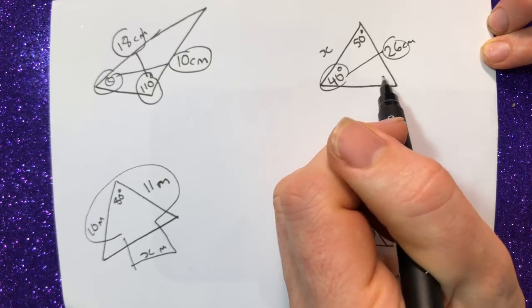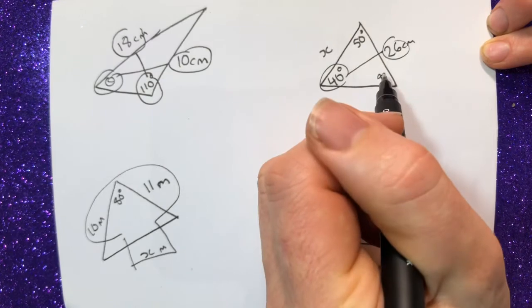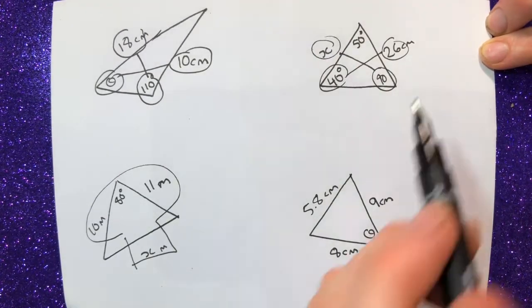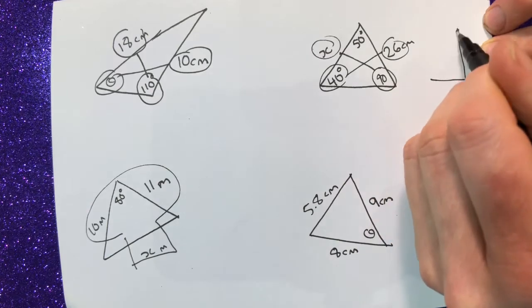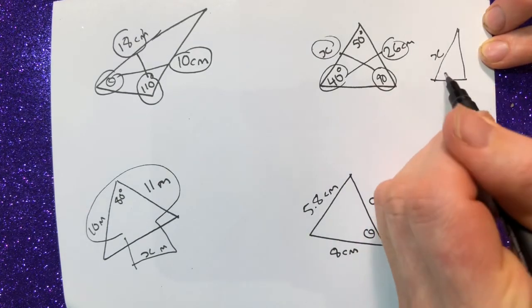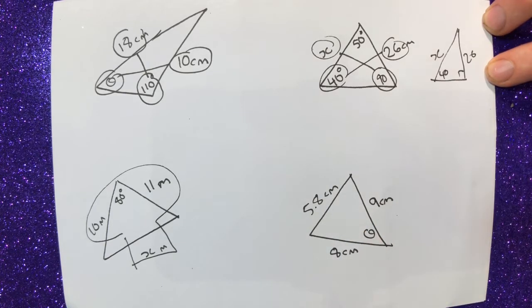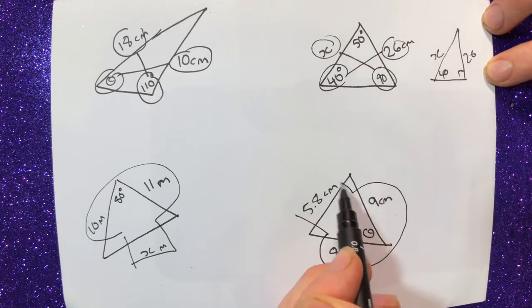Oh, 40, 50, that's 90, so that's actually a right angled triangle. We can still use the skull in this, the crossbones in this situation, or we could redraw it and consider putting X here, 40 here, 26, and going for sine on its own if you wanted. Over here, skull.